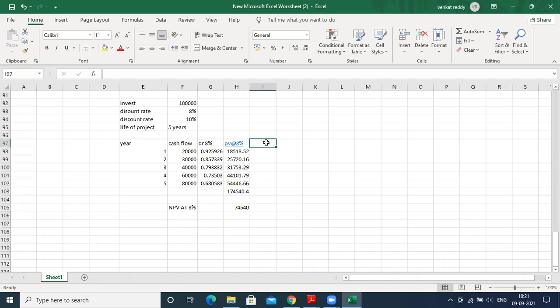Now again we need to calculate the discount factor at the rate of 10%. Here it is not necessary that you go with a specific one. You can take 10%. But one thing is, if you are taking 8%, the second rate should be higher than this.